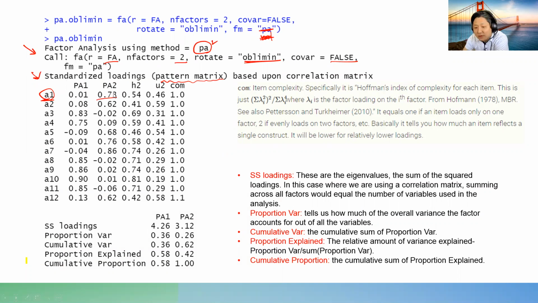So the correlation is a unique correlation. It's more like the partial correlation, right? The correlation of the variable after controlling for the third variable. So this is correlation, and then this is another correlation. What is this? H2 is communality.